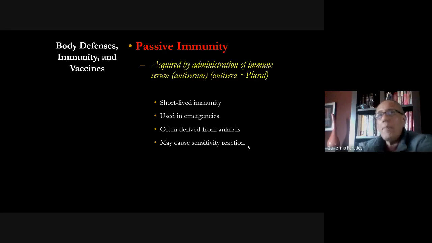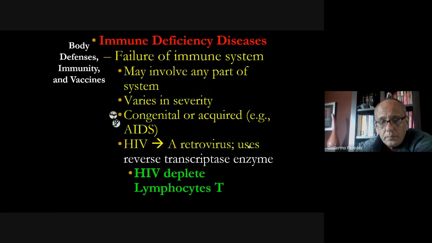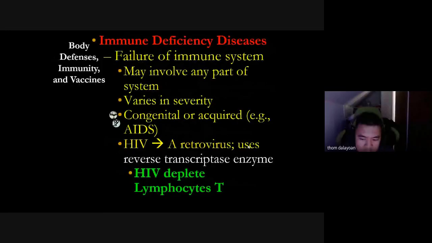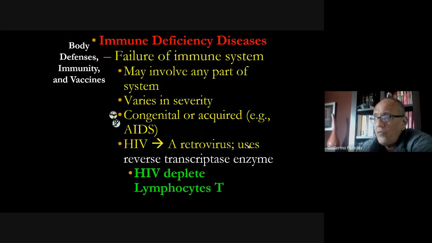The problem with the passive immunity is that when all the antibodies are used already, you need to have more. So just remember those 2 weeks are crucial to produce antibodies. Now the HIV is a problem because the HIV is going to deplete the lymphocytes T. Which lymphocytes T? The CD4 or the T helper.